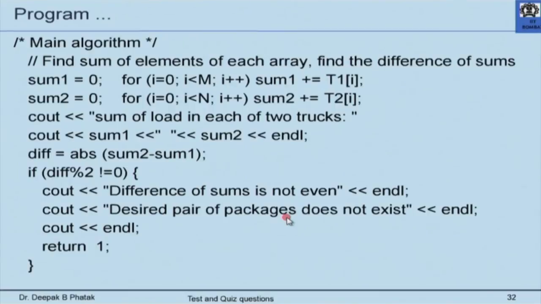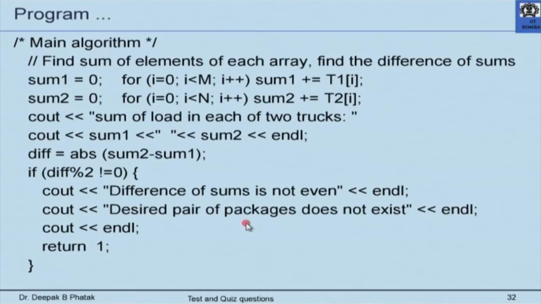This is an interesting observation, and anybody who makes this observation is actually a better programmer, because the student is able to figure out that unless the difference is even, it cannot work. Why? Because it has to be divided by 2 and the divided value has to result in an integer, because all weights are integers.